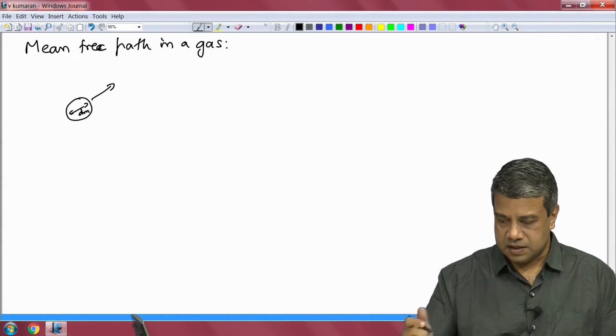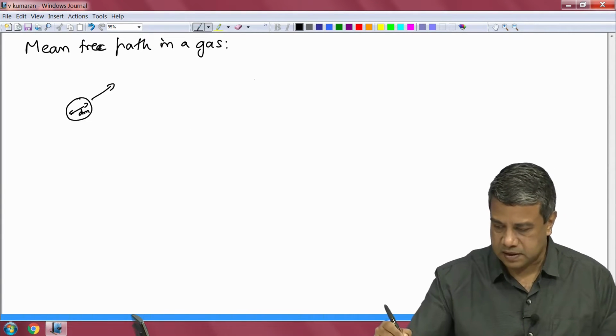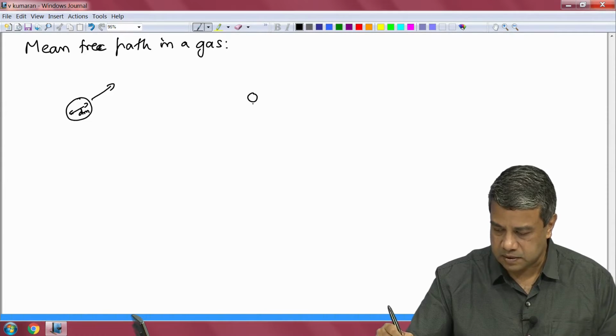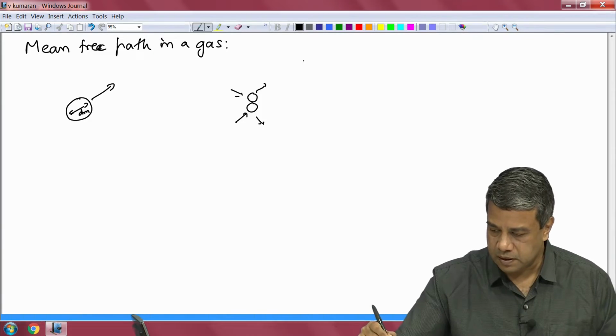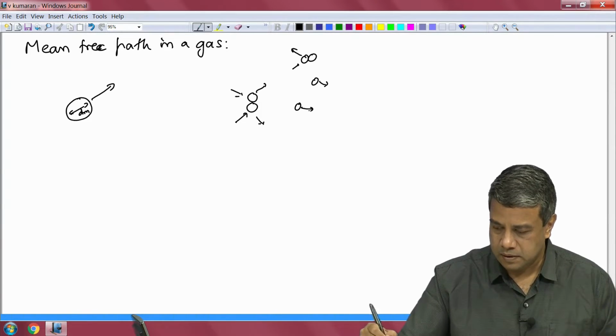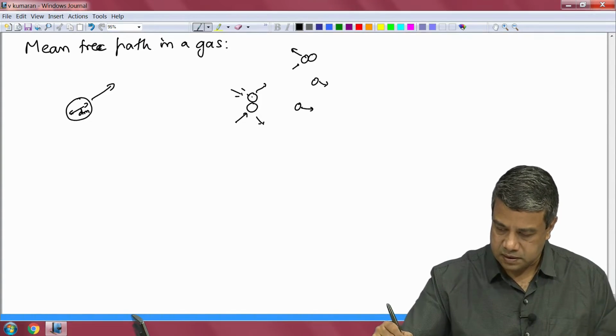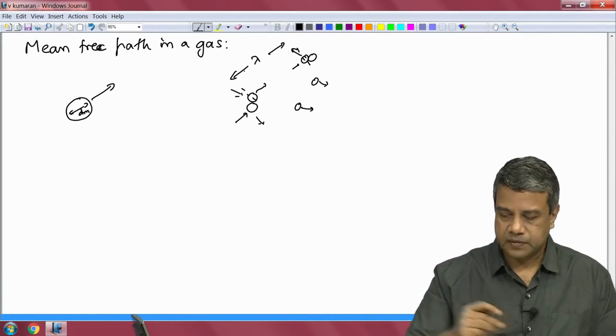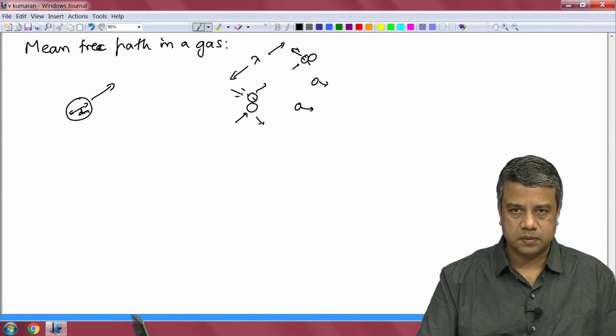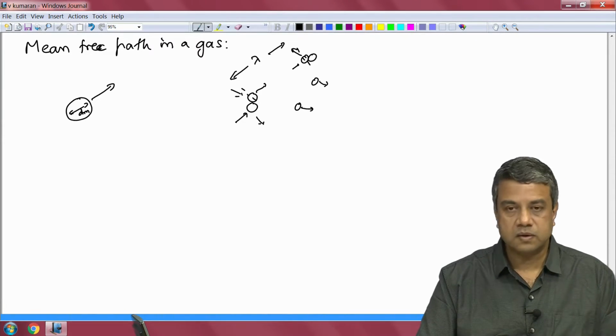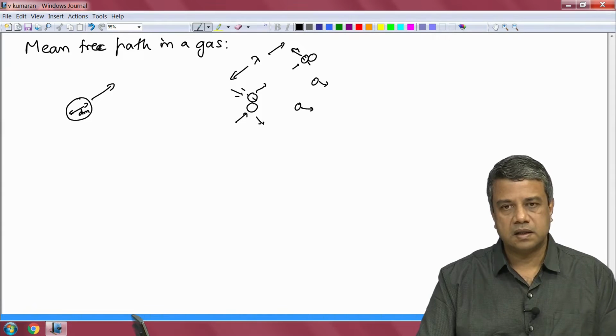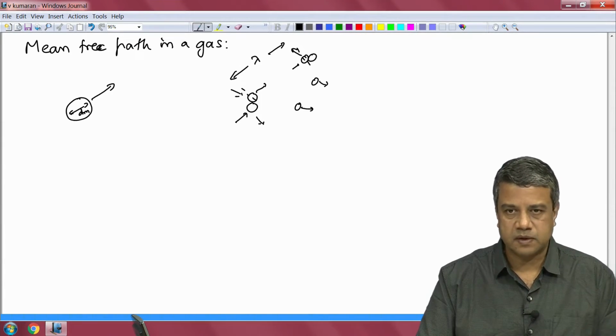Now, in a gas, this molecule as it travels in a gas, it encounters other molecules. And then it encounters maybe another molecule at some other location. And this average distance between successive collisions is what is called the mean free path lambda. So, how is the mean free path related to the diameter of a molecule and the number density of molecules, the number of molecules per unit volume.